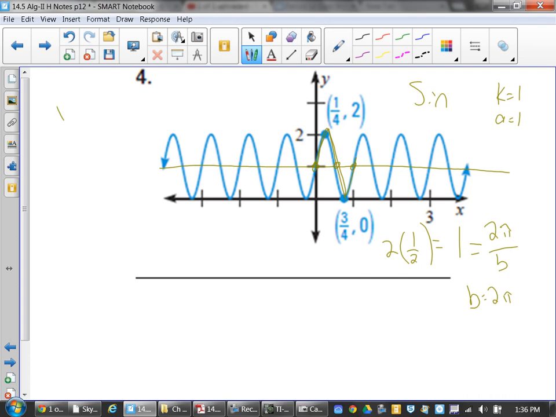So your final answer would be y equals sine 2 pi x plus 1. Yeah, 1 plus sine 2 pi x, and that's fine. Or sine 2 pi x plus 1. Either way is perfectly fine. Usually if there's no h value, I put it out.